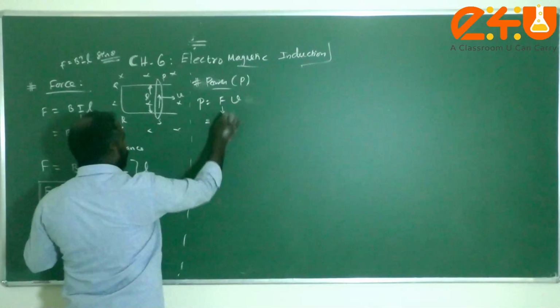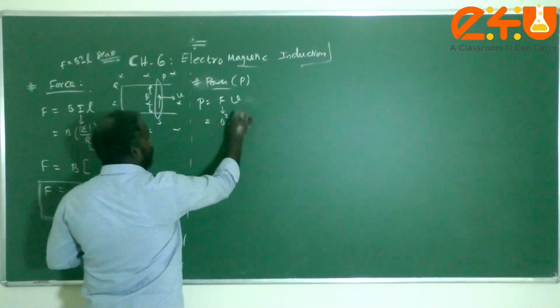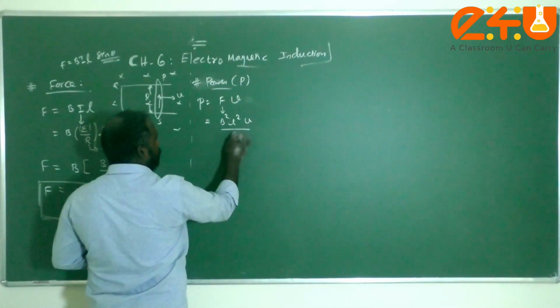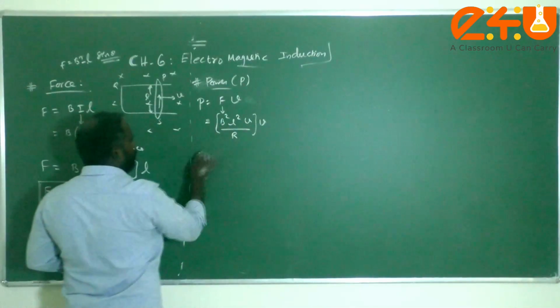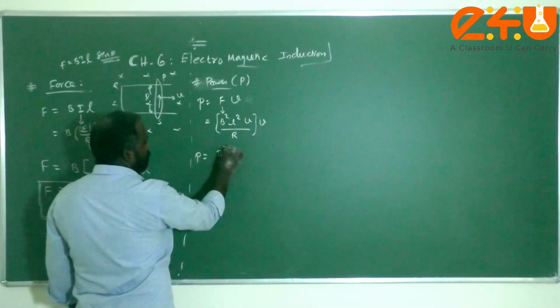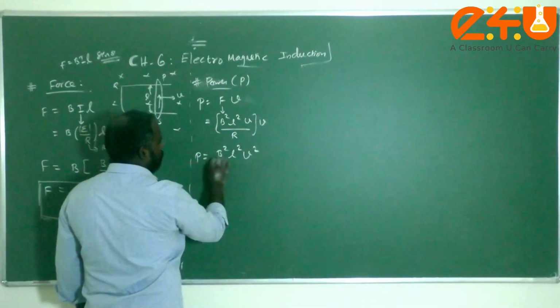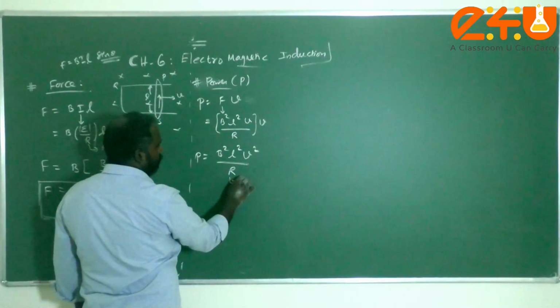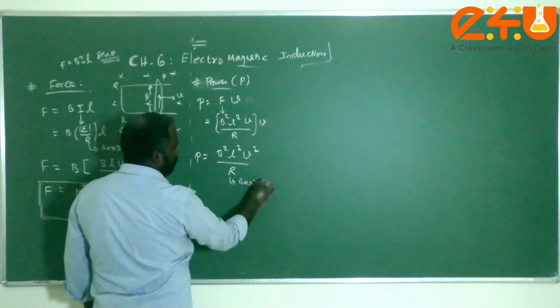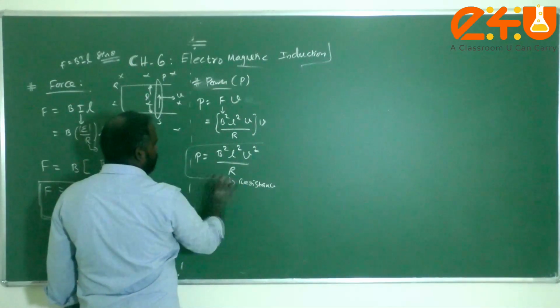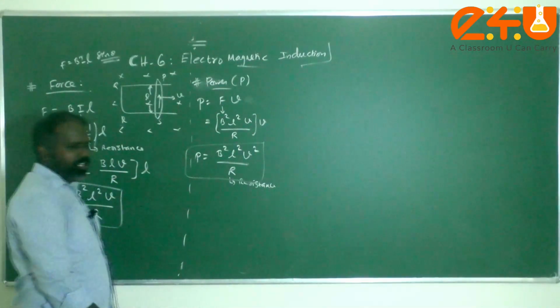Just to substitute this F. Therefore, B square L square V divided by R into V. Therefore, power P is equal to B square L square V square divided by R. Again, I am telling that this is resistance. So this is the power generated.